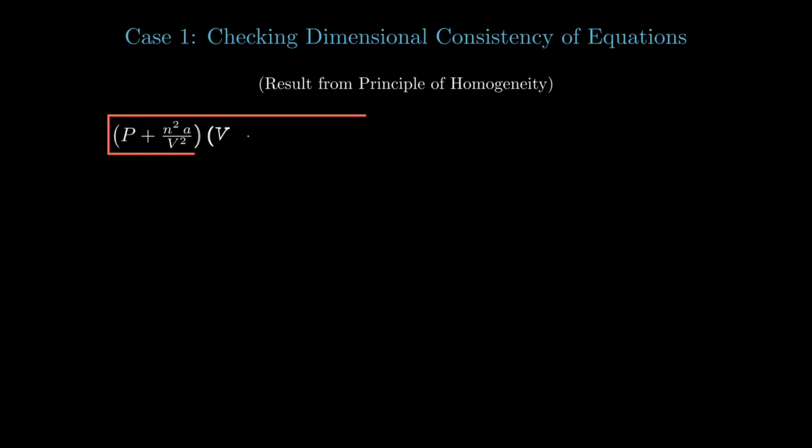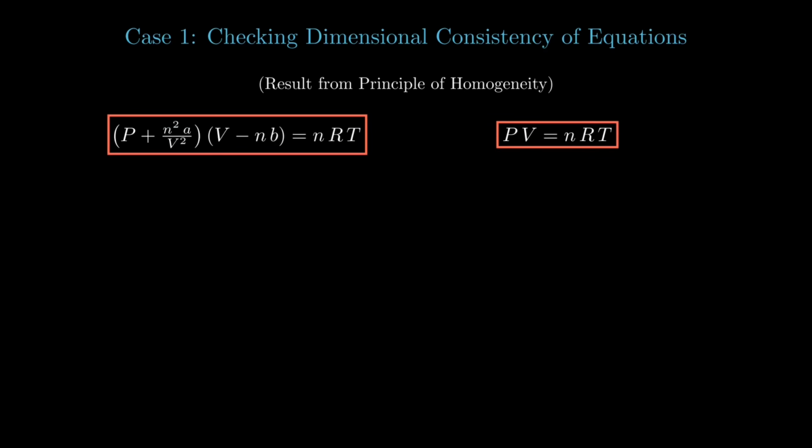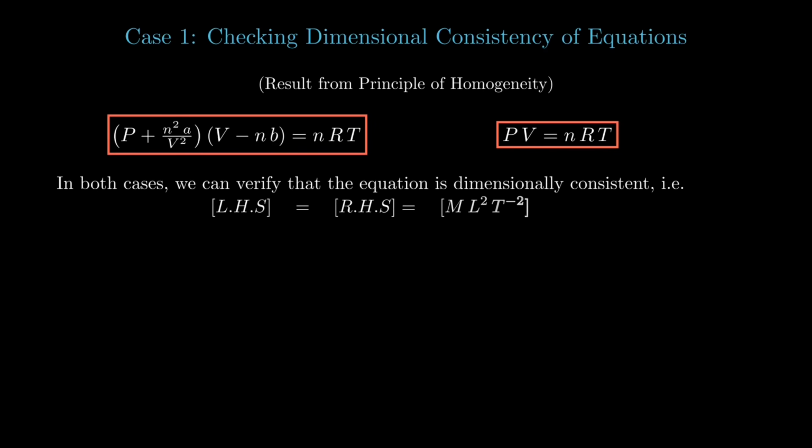Once again, take the van der Waals equation of state. Every bracketed term on the left must carry pressure or volume dimensions so that the product matches the right hand side. Strip away the corrections and you recover the ideal gas law, PV equals nRT. Both versions reduce to PV equals M L squared T to the power minus 2, so both pass the dimensional test.